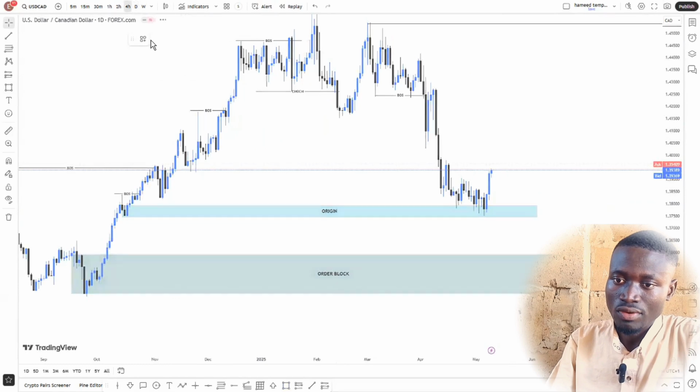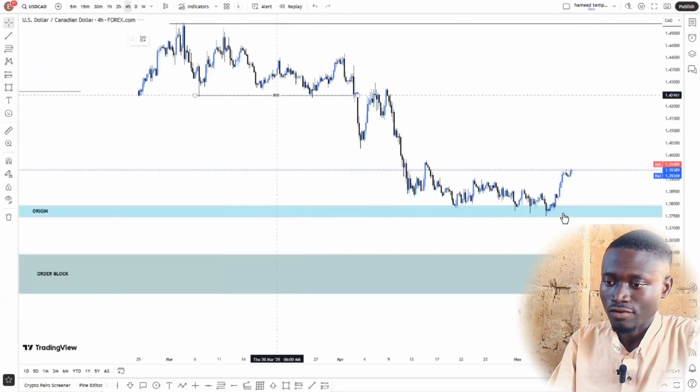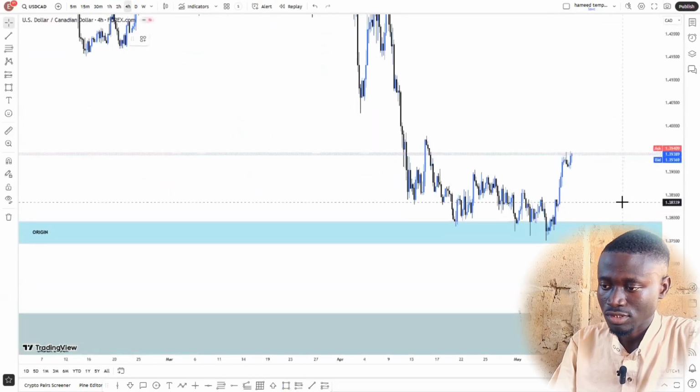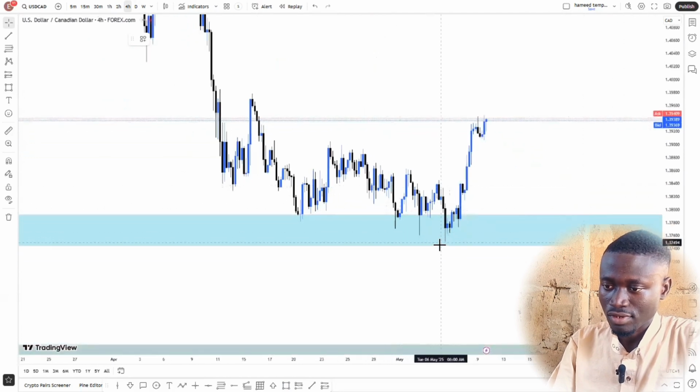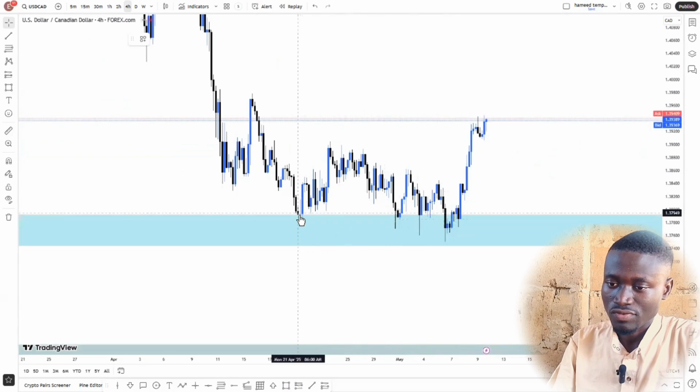Now we have on 4 hour a lot of attempts to break this level, but market failed to break it. This is the first touch when market got there. Break of structure here. Let's do the analysis. Let's read it together.